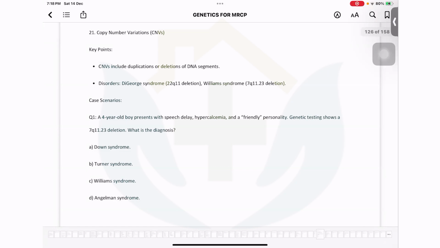So in DiGeorge, patients will have hypocalcemia. Why hypocalcemia? Because of parathyroid deletion. Very good. Why is the parathyroid not formed? Because of the third and fourth pharyngeal pouches. Very good. And which other organ is not formed? Thymus. So what will they have again and again?